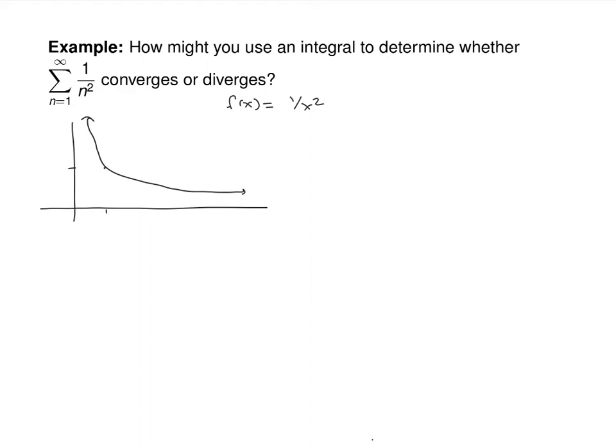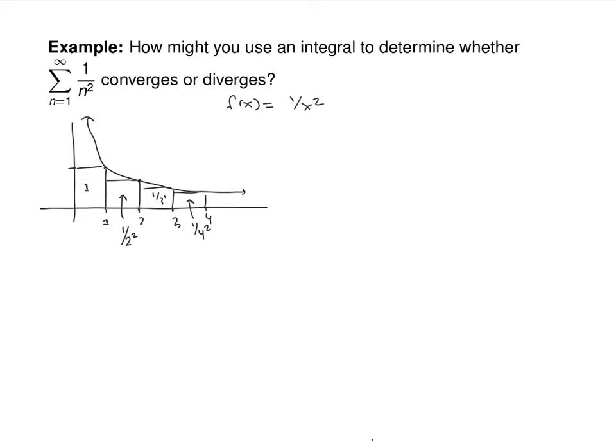Okay, so this is x equals 1, this is x equals 2, there's x equals 3. Now look at that. That has an area of 1. This next box, the height is 1 over 2 squared, so its area is 1 over 2 squared because the base is 1. The next box will have area 1 over 3 squared. And when I input 4, that box will have an area of 1 over 4 squared.